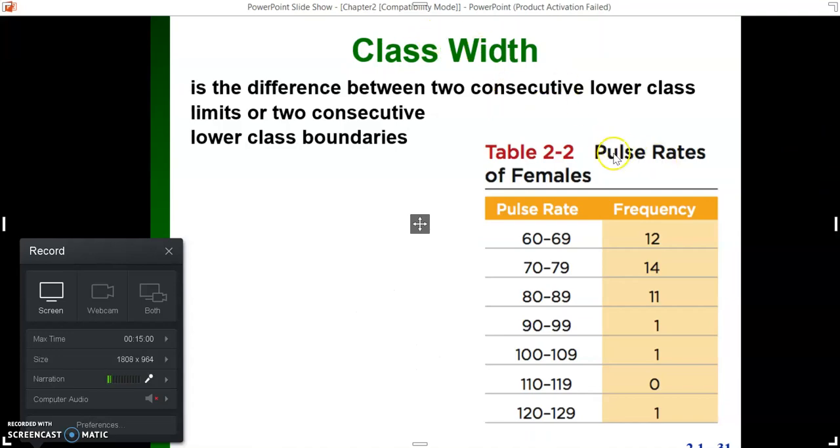Class width. Even if you know only the class intervals, you can find out the class width. If you pick two lower class limits or two upper class limits and subtract, that will give you the class width. For example, 70 minus 60 is 10, 80 minus 70 is 10. Or we can pick two upper limit values, 99 minus 89 is 10 or 109 minus 99 is 10. Everywhere you can see the class width is 10.